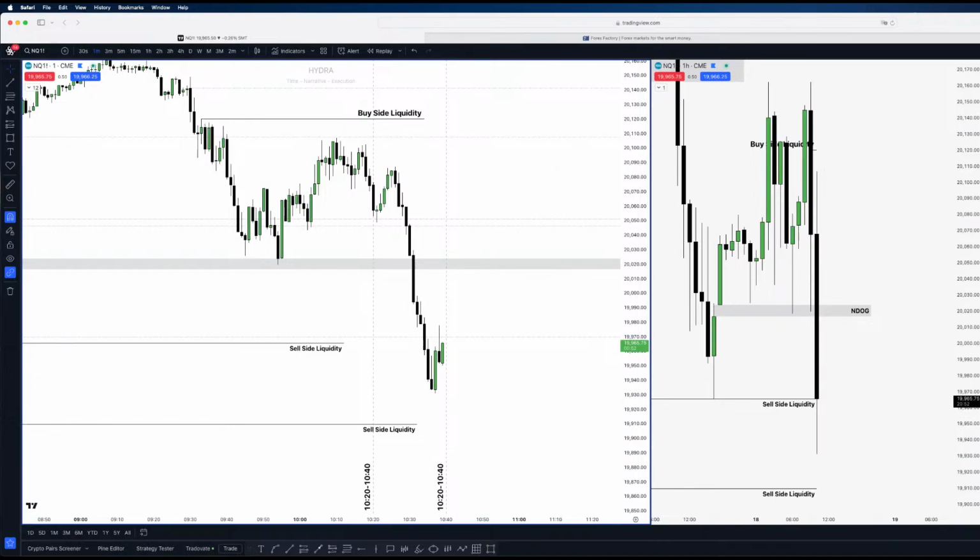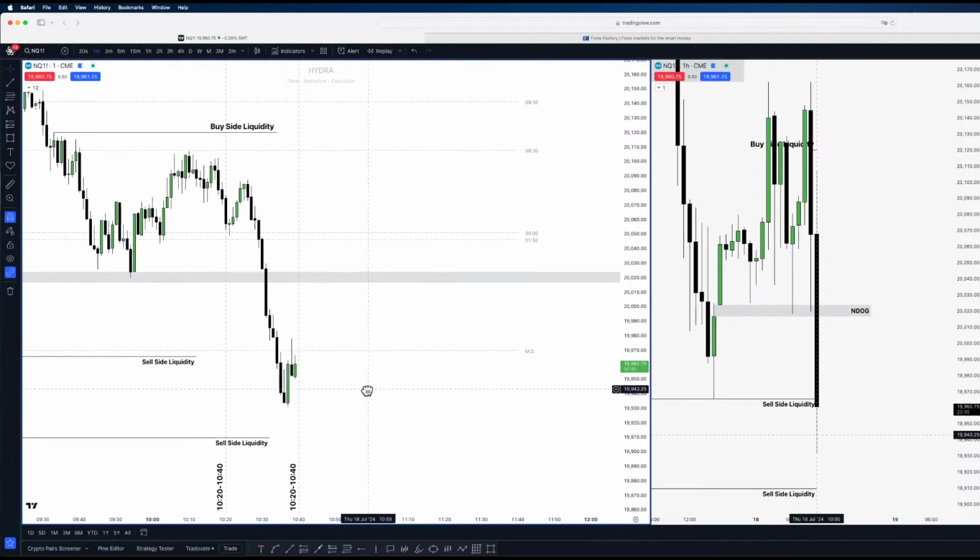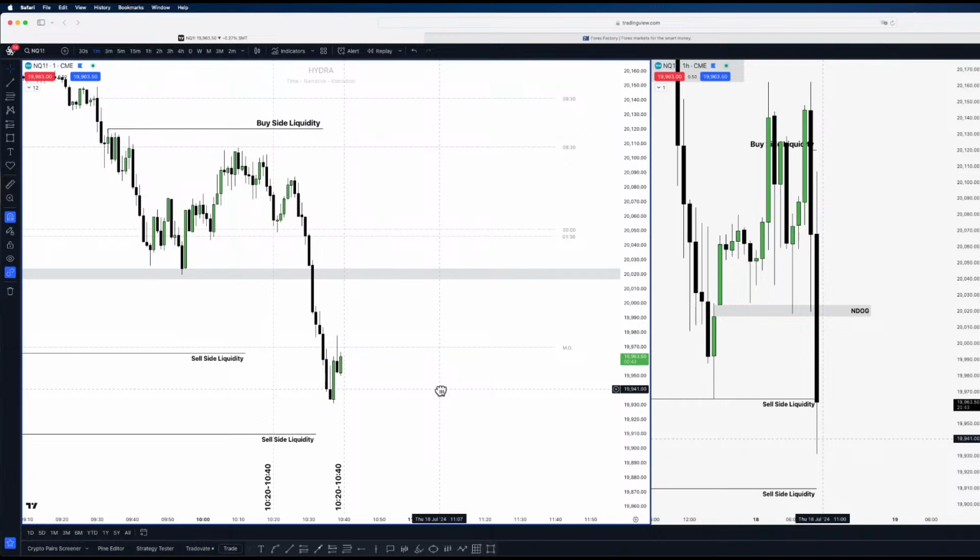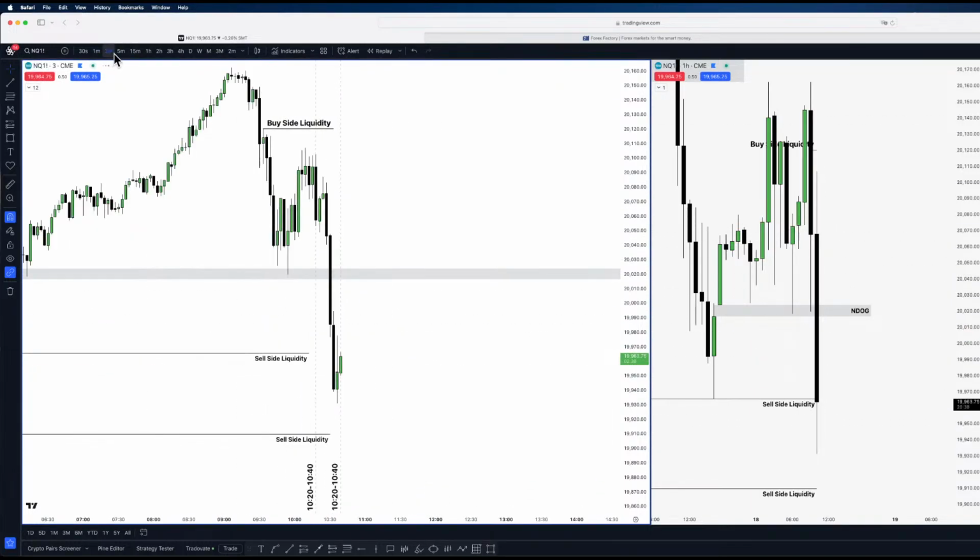Okay, I think we have an SMT now with hourly, with ES. I think we are done. I think I'm done for the day because of all of these fair value gaps here.